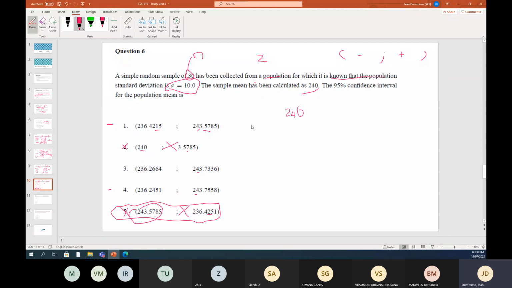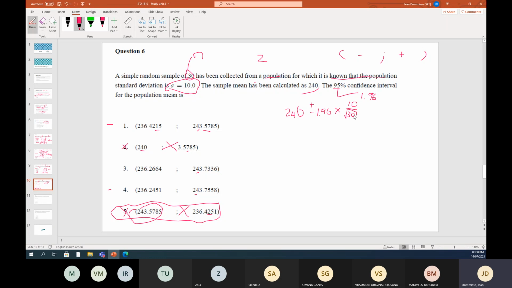So let's look at completing the rest of this. We're looking for the Z: at 95% confidence, Z is 1.96. So 1.96, and then we multiply by the standard deviation, which is 10, divided by the square root of n, so the square root of 50.